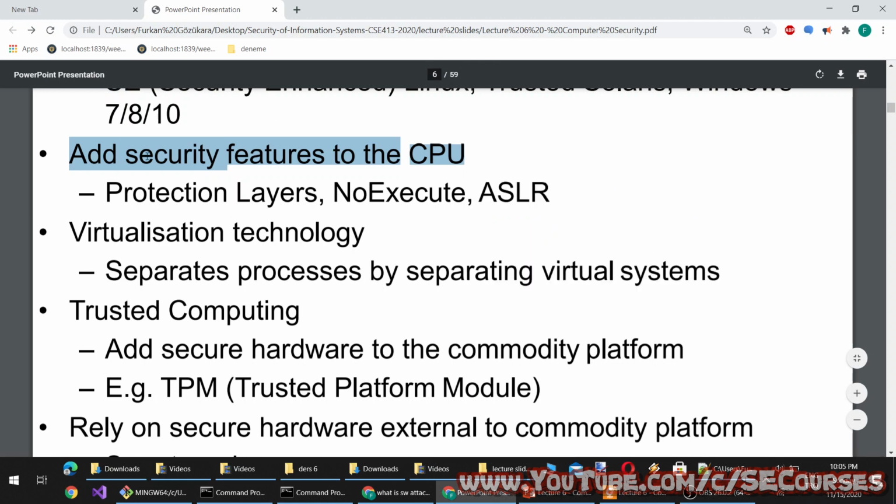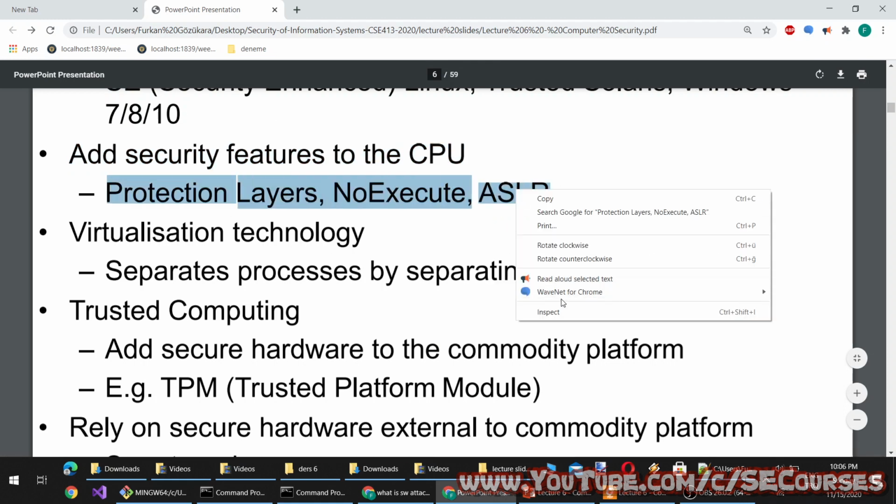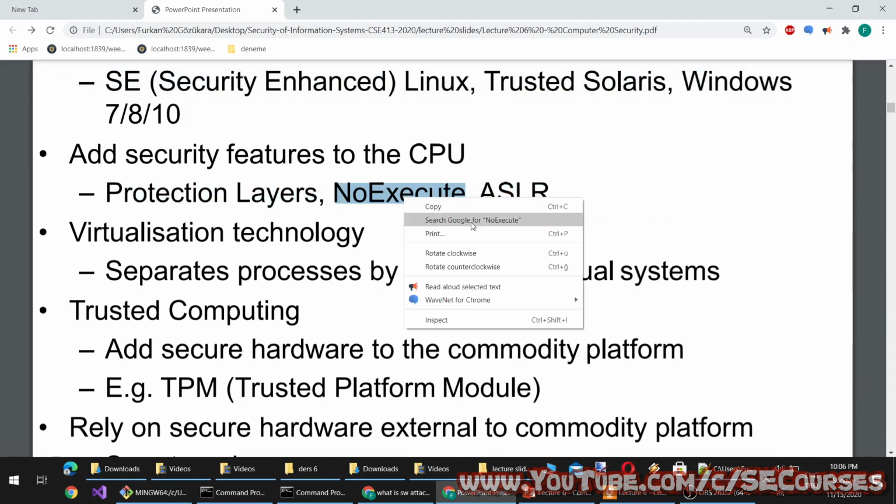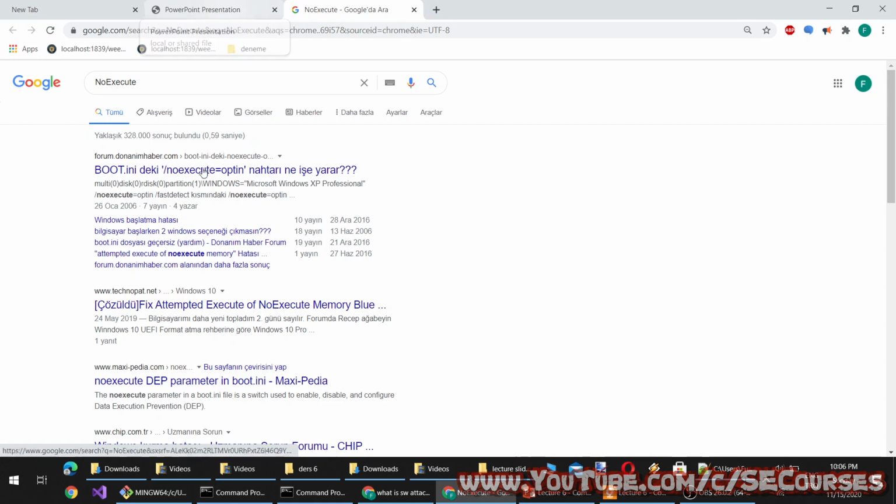Add security features to the CPU. Protection layers, no execute, ASLR. So what is no execute?